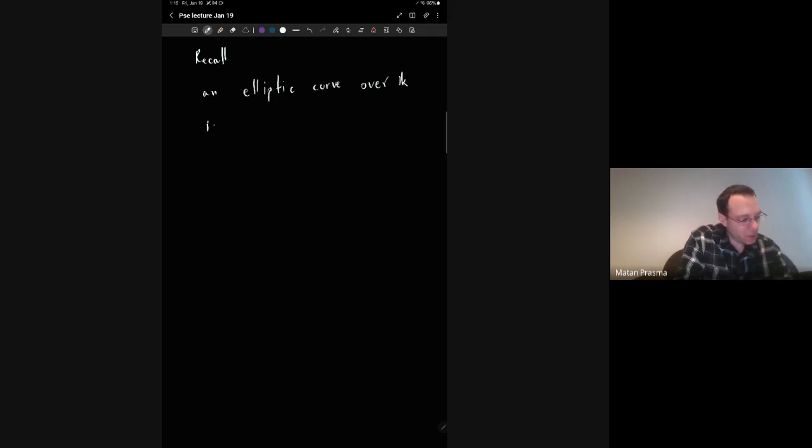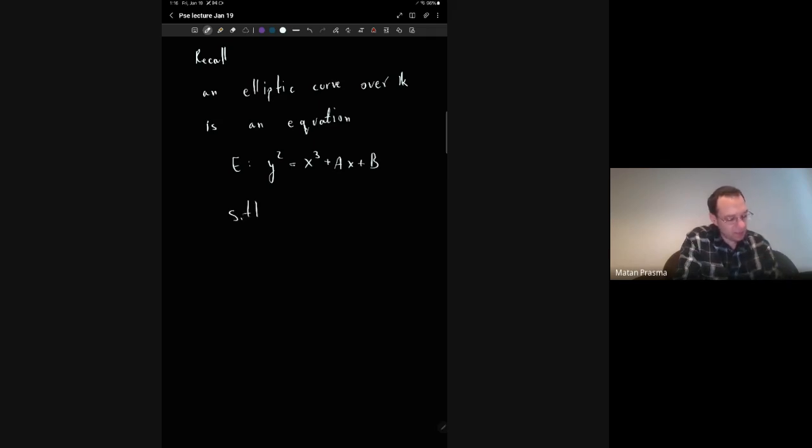So, recall that an elliptic curve over a field K is an equation of the form y squared equals x cubed plus ax plus b, such that the discriminant of the equation, which is 4a cubed plus 27b squared, is non-zero.